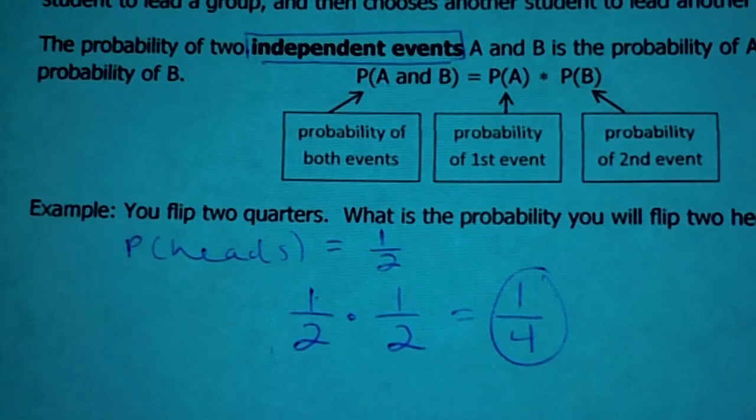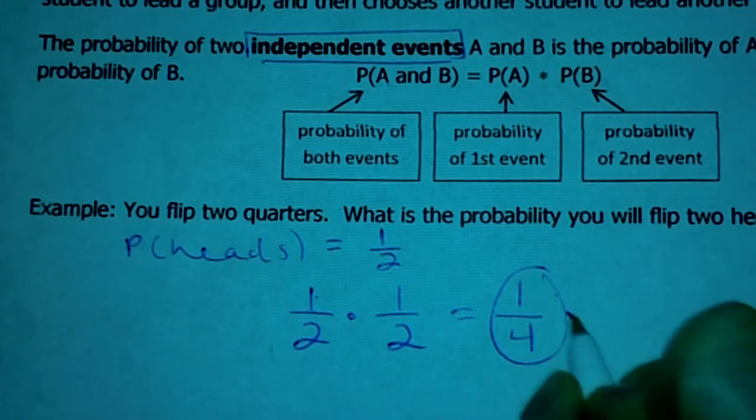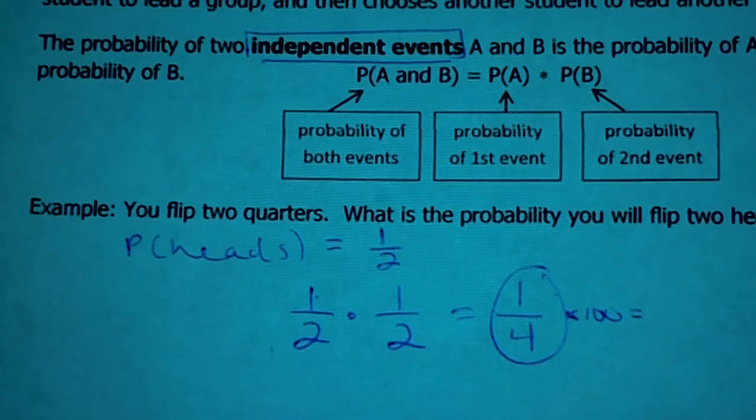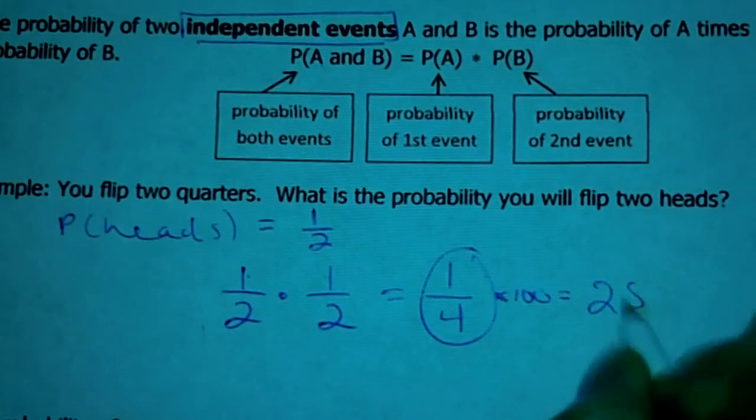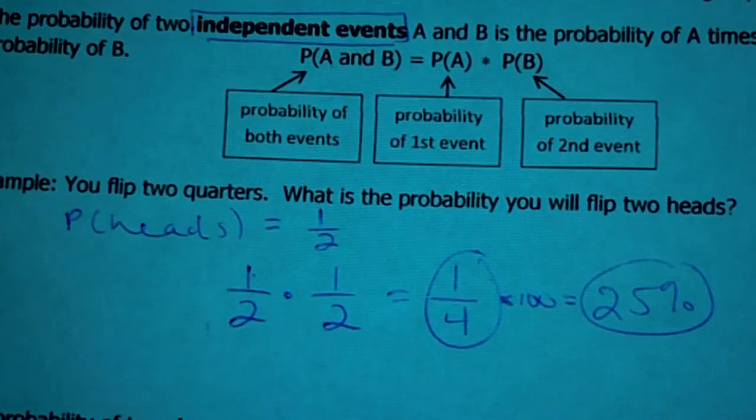Sometimes you'll be asked to express it as a percent. If you were, you would take 1 divided by 4 times 100. Or maybe some of you look at that and you're like, I know that's 25%, 1/4 of 100. All right. Either one would be acceptable.